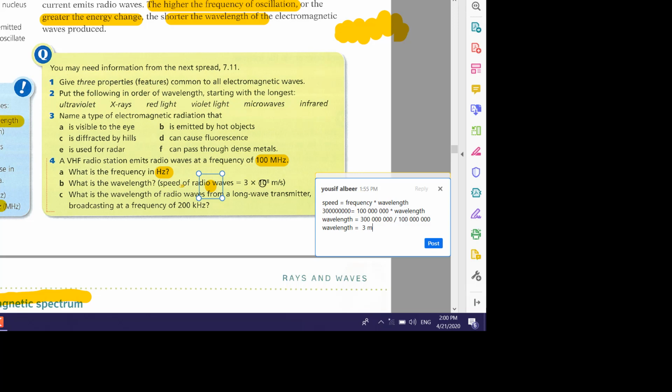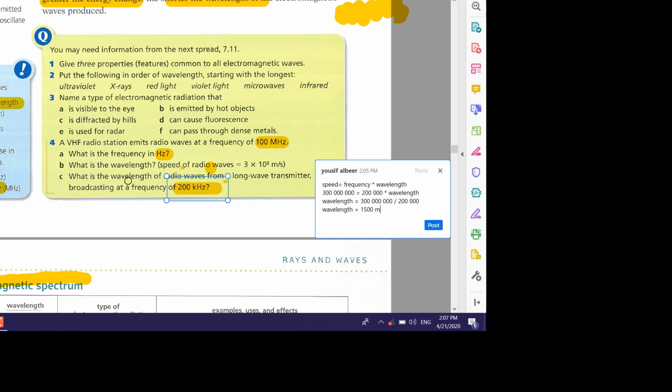10 to the power of 8 means 8 zeros. So instead of writing 10 to the power of 8, we will write 8 zeros. Then the frequency we just found in question number 1. It's 100 million times wavelength. By rearranging the equation, you will get wavelength equals 300 million over 100 million. So the wavelength is 3 meters.